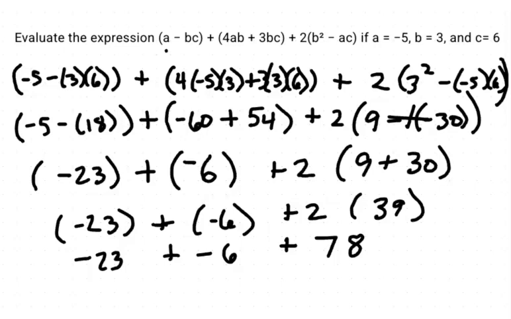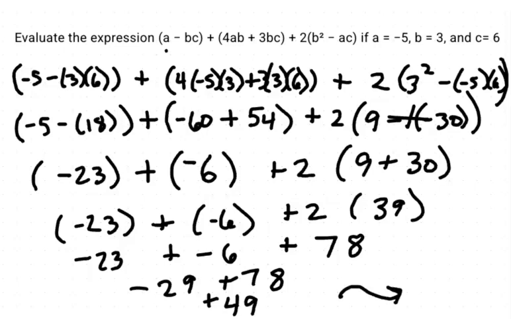Okay, so -29 plus 78. If you want, let me just do this here. -29 plus 78. They're opposite signs. The difference between 29 and 78 is 49. 78 is positive. It's bigger. So the positive is going to win. So my final answer after all of this is done and I'm evaluated, my final answer will be 49.